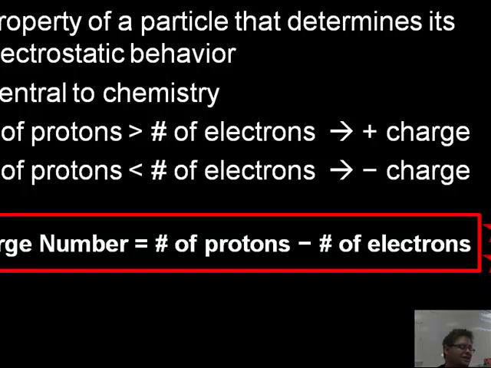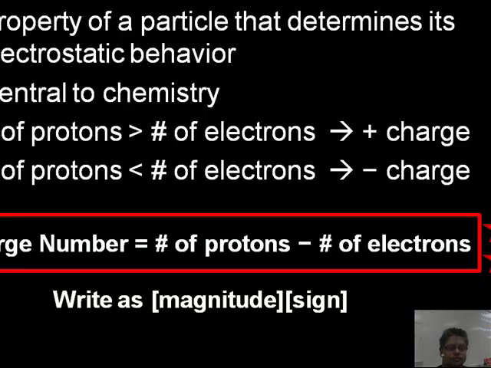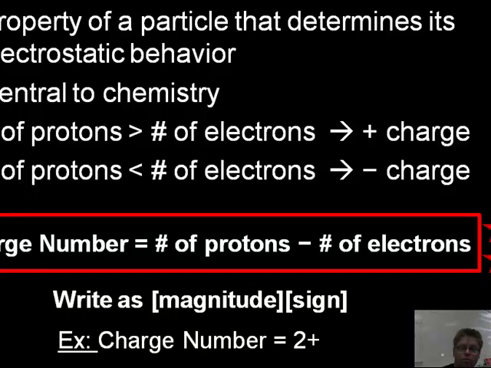So we looked at changing the number of neutrons, now we're looking at changing the number of electrons in a particular atom. And then it becomes a charged particle. You want to write this as the magnitude and then the sign, so the amount and then whether it's positive or negative. So 2 plus, for example.